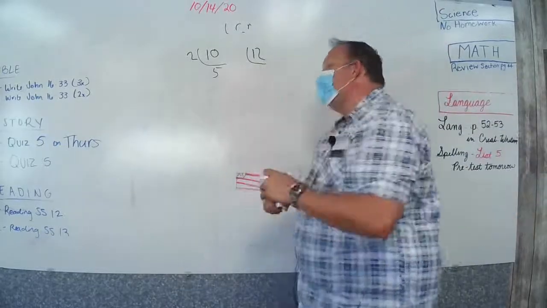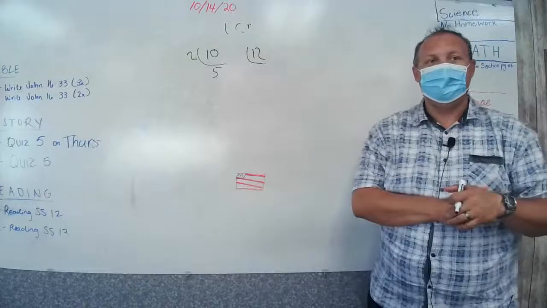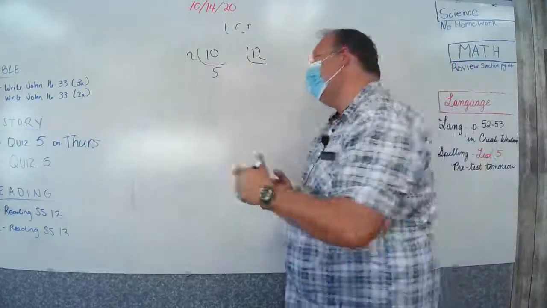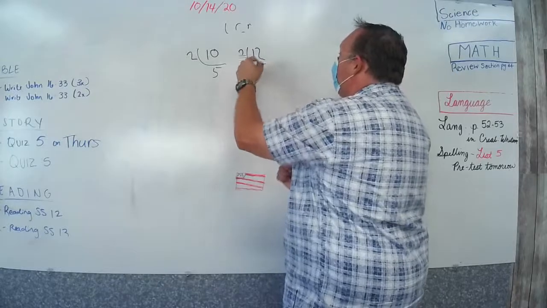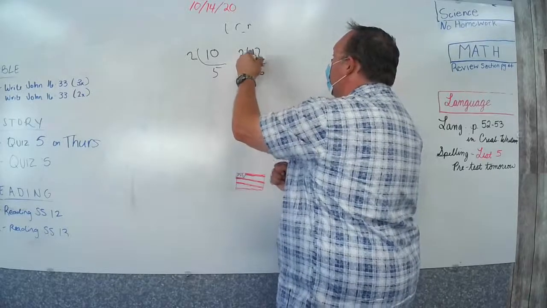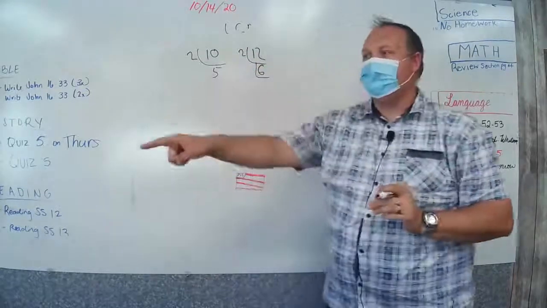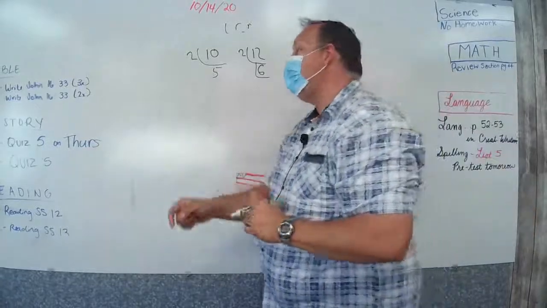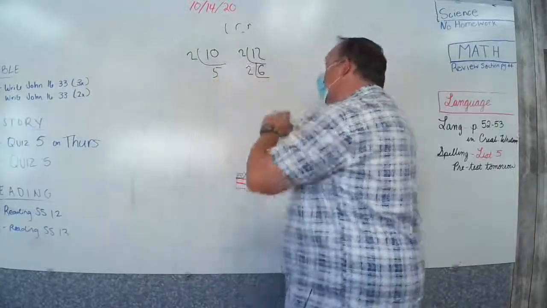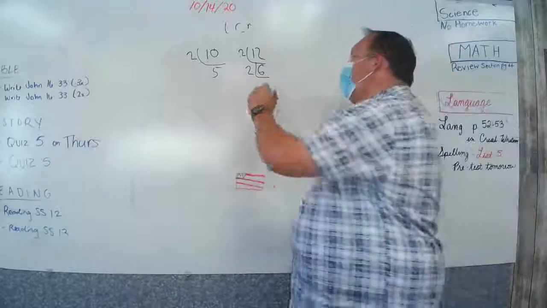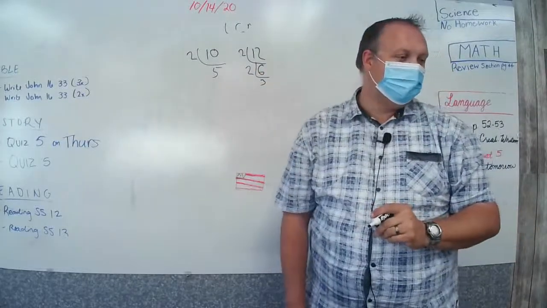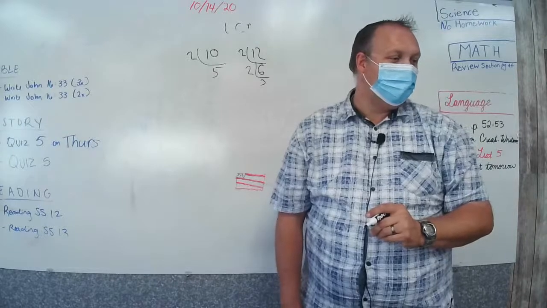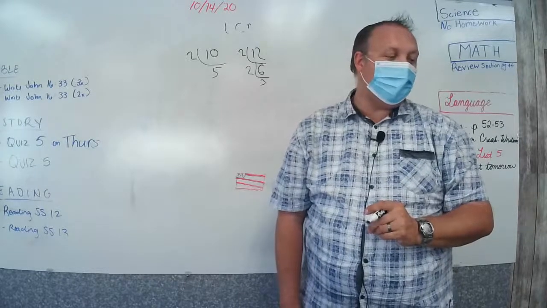What's a prime number that goes into 12? Ariel? 2. Okay. 12 divided by 2 is? 6. What's the prime number that goes into 6? 2. 6 divided by 2 is? 3. Is 3 a prime number? Yes, it is.